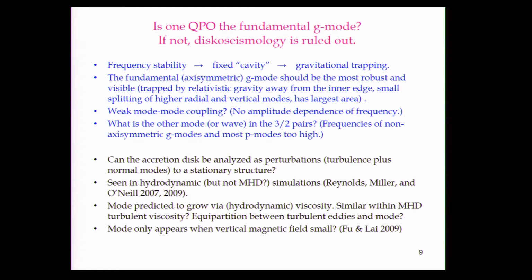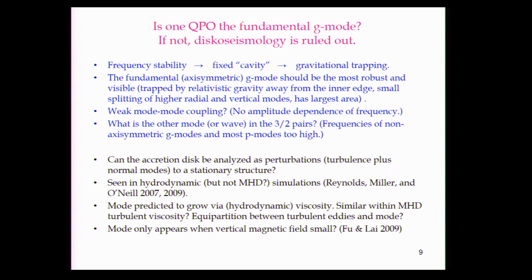So the first goal is to test discoseismology, and in some ways I'd like to rule it out so I can stop worrying about it. So can we rule it out? Yes. Well, I believe the frequency stability, as I said, means you have a fixed cavity, which means gravitational trapping, although you'll see an exception in a minute, thanks to John McKinney and Roger Blandford and Sasha here. As I said, the fundamental G mode should be the most robust. I won't go into this detail.